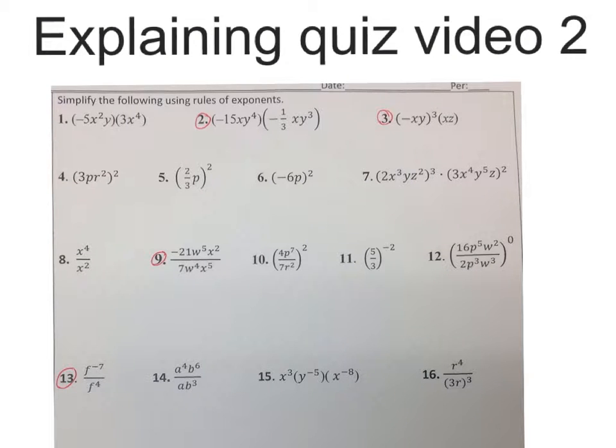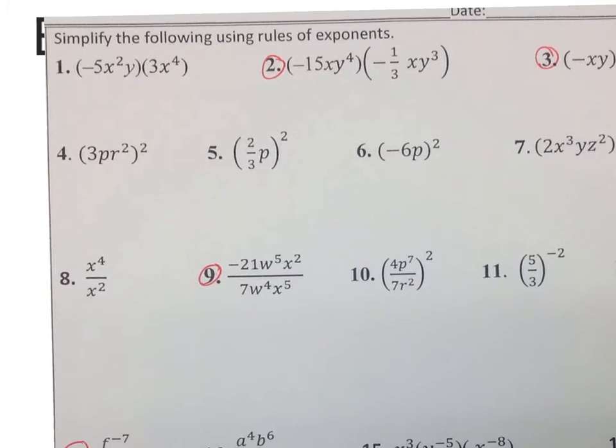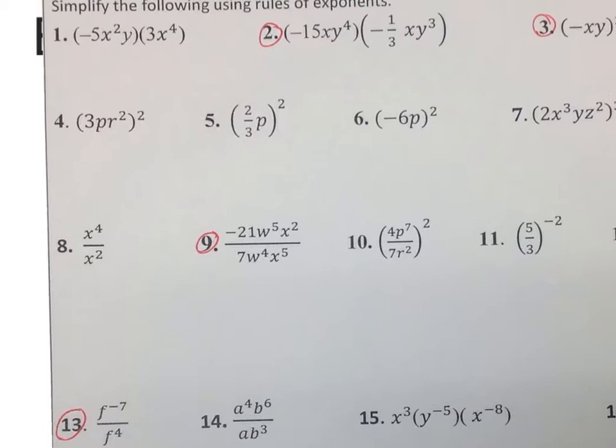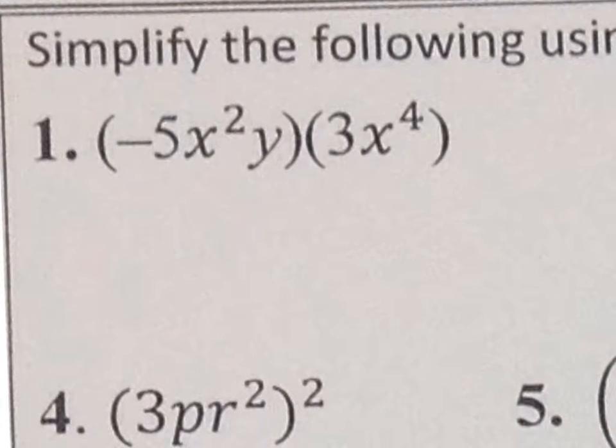So let's call this video number 2 on explaining the quiz. We've already done the ones I circled. We already did 2, we already did 3, we explained 9, we explained 13, we explained all those on yesterday's video. Let's quickly jump to the ones we have not explained, even though you might know them already, just so you could have them there to study this evening.